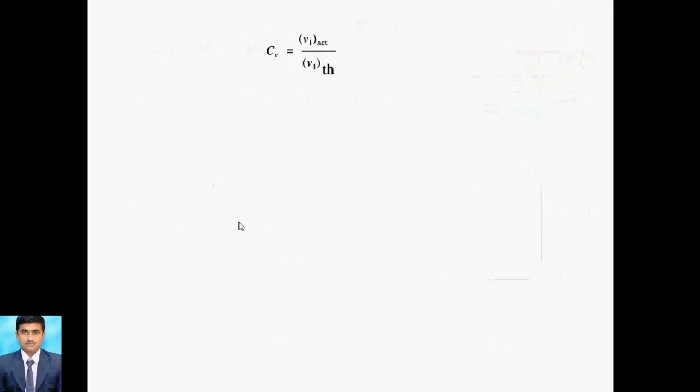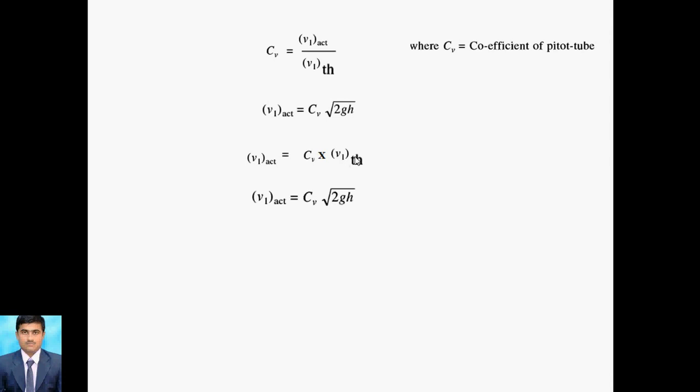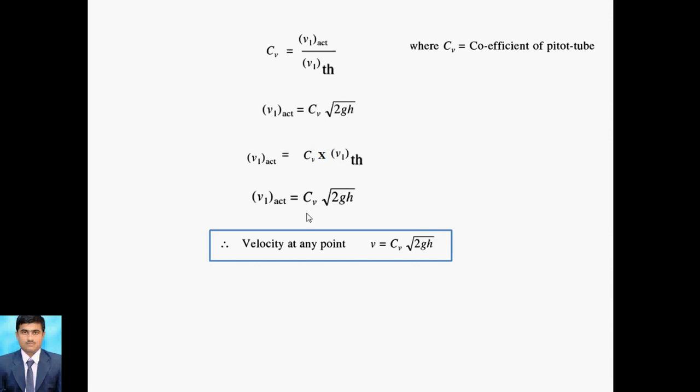So Cv is equal to V1 actual upon V theoretical. We already discussed the coefficient of velocity. So the coefficient of velocity is equal to V1 actual upon V1 theoretical. So Cv is the coefficient of the pitot tube. V1 actual is equal to Cv into V1 theoretical, and V1 theoretical is equal to root 2gh. So we put the V1 theoretical as it is, and then we get the value of V actual, that is Cv root 2gh. This is the velocity at point 1, at any point. So if you put in this value, we will get the velocity.